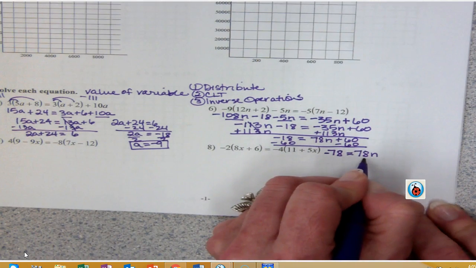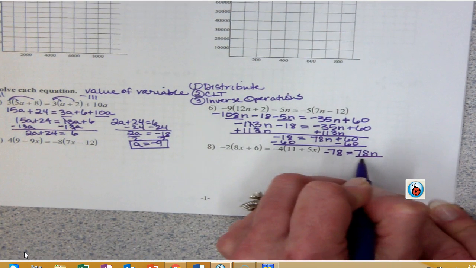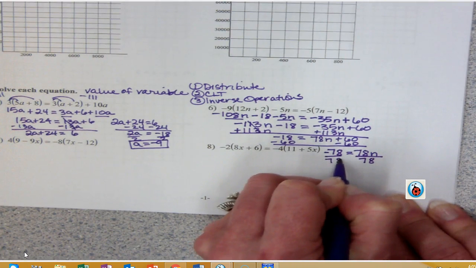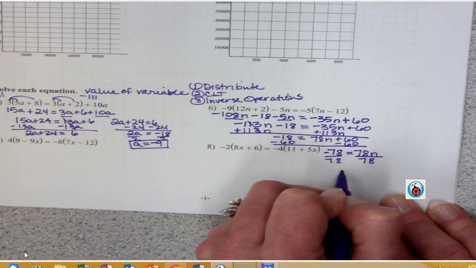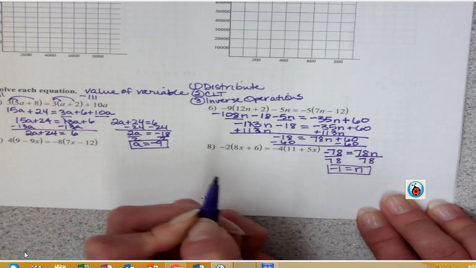Then I need to get rid of this 78. Again, I'm going to use my inverse operations. I'm multiplying, so I have to do the opposite, which is divide by 78, and I get negative 78 over positive 78 is negative 1 equals n. And that's my answer.